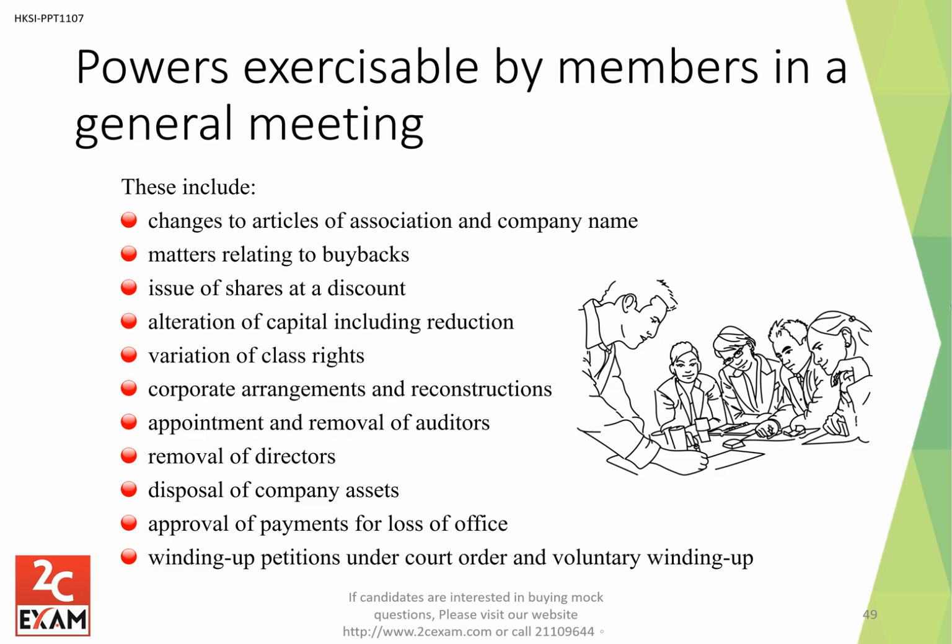These include changes to articles of association, buyback issues, issuing new shares, changing the company's capital, altering the rights of various classes of shares, corporate restructuring and arrangements, appointing and removing auditors, removing directors, and disposing of company assets, etc. Essentially, members can raise these matters at a general meeting and have them addressed and resolved during the meeting.